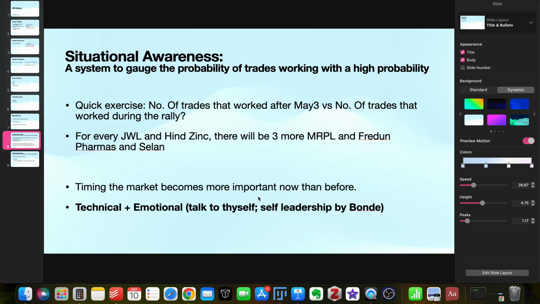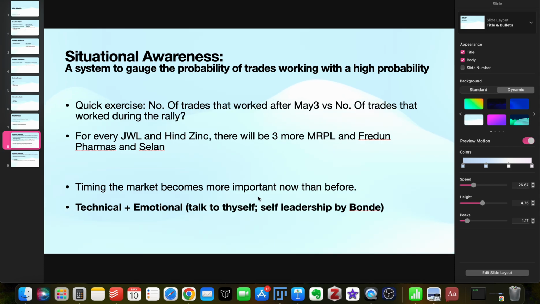Okay, and I believe making money in a trending market is very easy, but keeping that money during times like this is more important. And please don't get swayed away by one JWL. This is the time where you have to have a system. This is the time where you cannot ignore that MRPL or the Fredun Pharma or what Ceylon did in the last couple of days. Okay, and I cannot stress this enough, right?